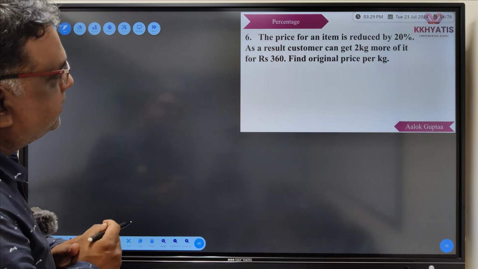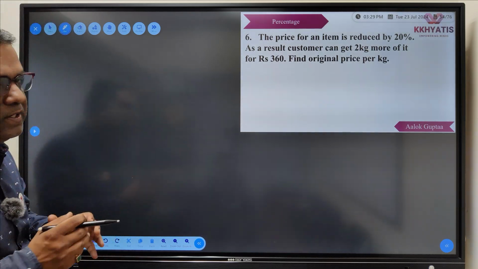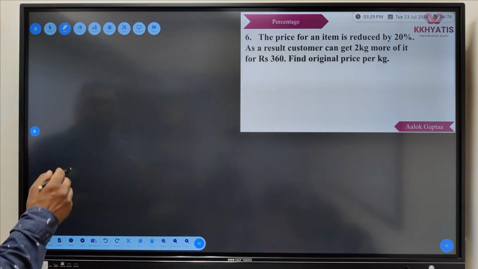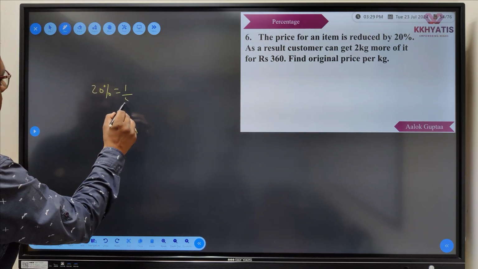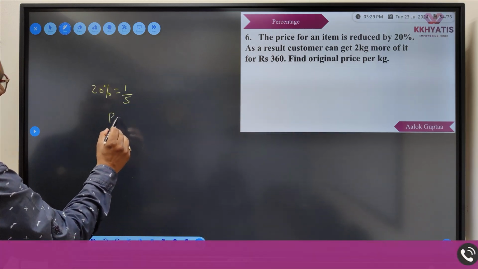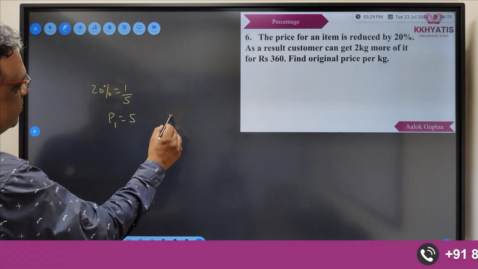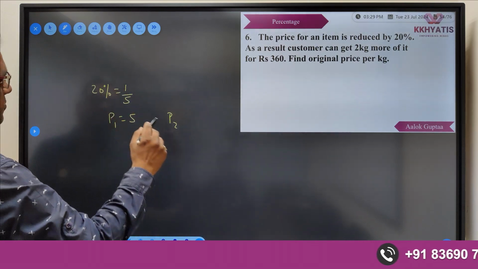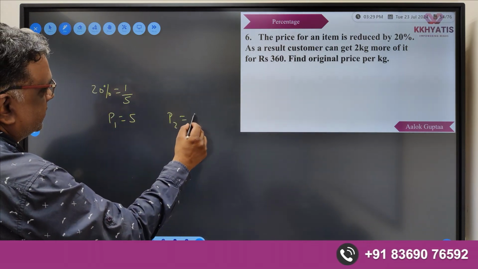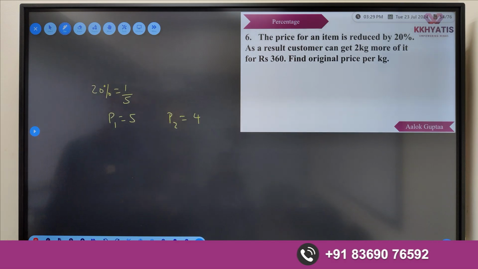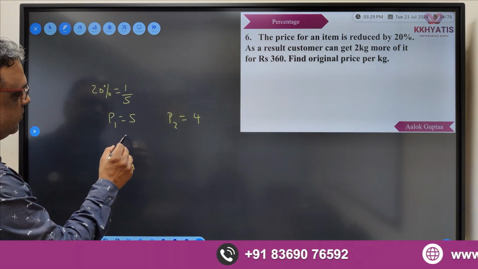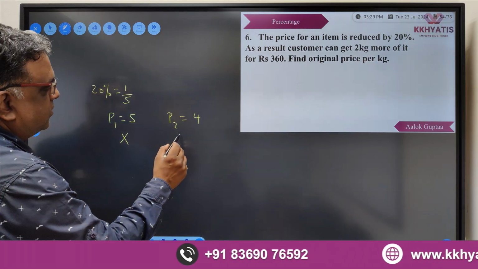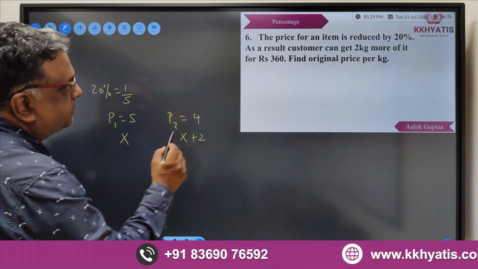So again, the price of an item is reduced by 20%, which means 20% is 1 by 5. Which means if my earlier price was 5, my new price became 5 minus 1, because it is reducing, so 4. Now the customer is getting 2 kg more, which means earlier his quantity was x, now he is getting x plus 2.